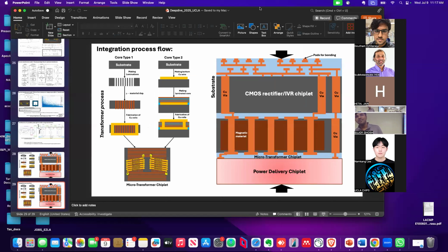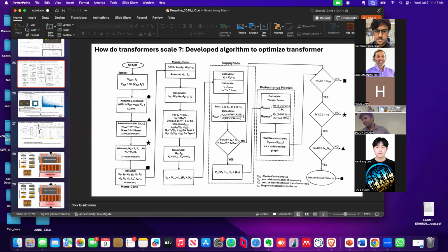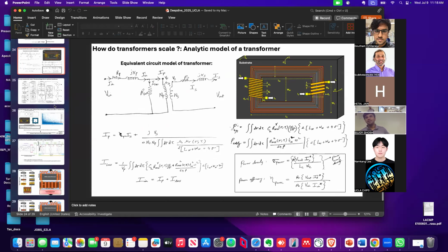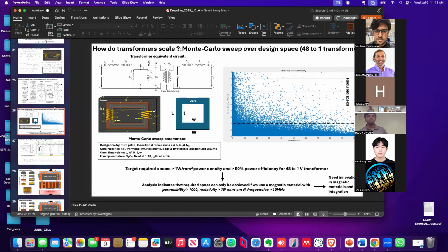So you say currently your simulation is 48-1? Yes, 48-1. This is just a very simple analytic model. I see, so this was all done by hand. The calculations are all done by hand, and then the equations were used in an algorithm to generate the Monte Carlo.